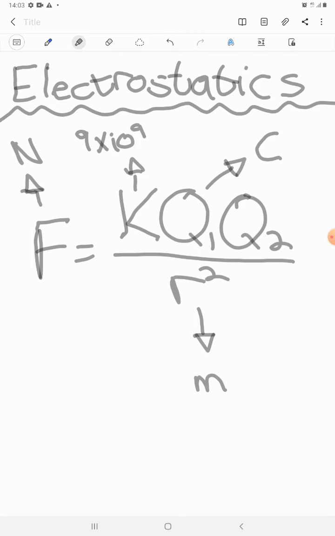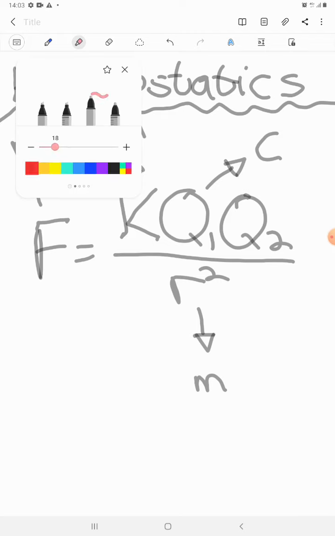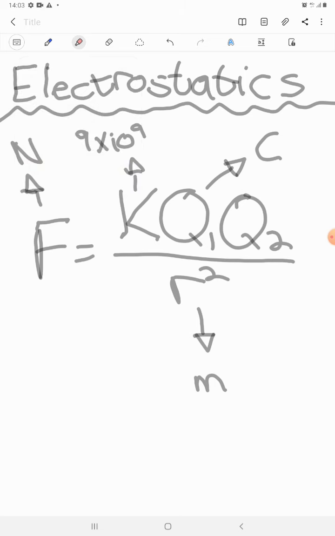All right, now that we've got this, it's important to also understand the definition. Generally, we can get our definitions from our formula. Coulomb's law states that the magnitude of the electrostatic force between 2 point charges is directly proportional to the product of the magnitudes of the charges and inversely proportional to the square of the distance.